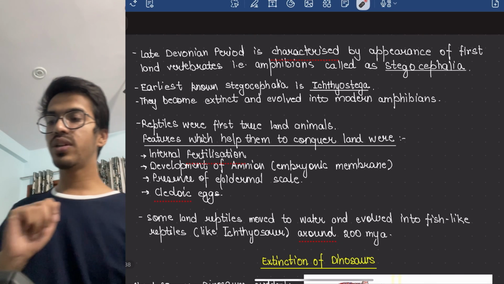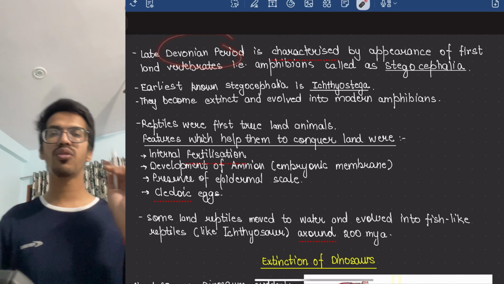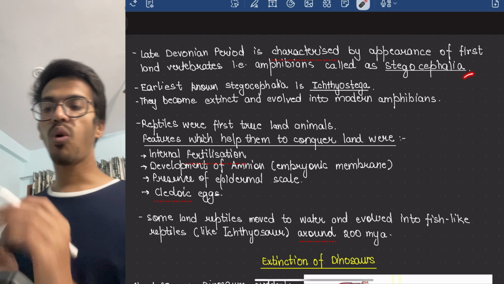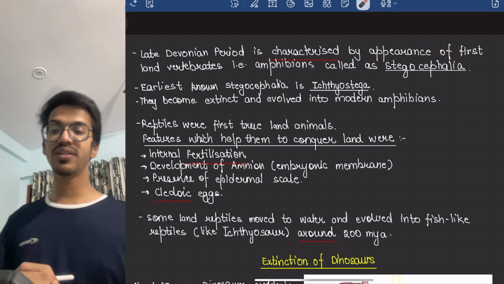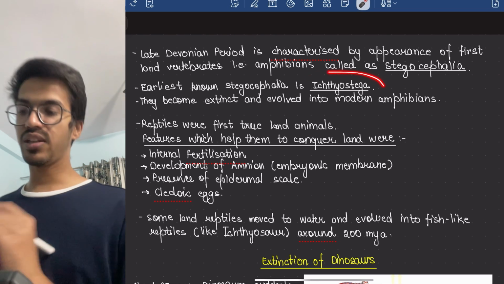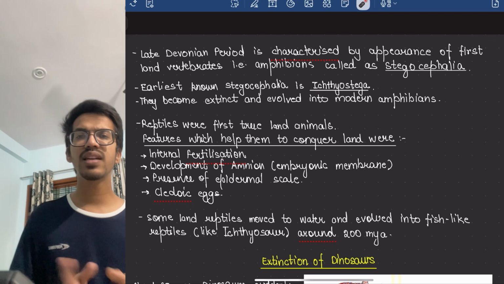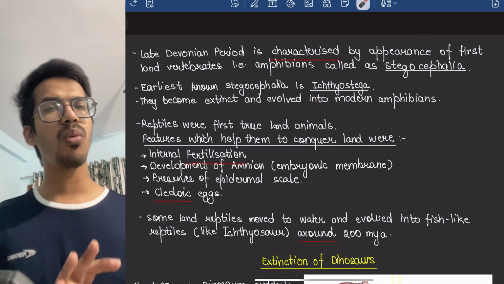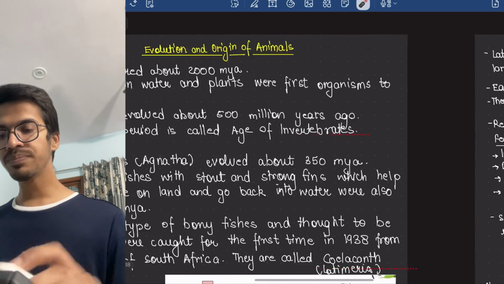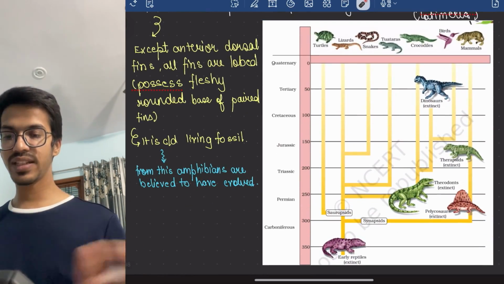And the late Devonian period is characterized by the appearance of the first true land vertebrates, that is amphibians, called stegocephalia, and the earliest known is Ichthyostega. They became extinct and later on evolved into modern amphibians. Later on reptiles came into the picture. So if you see about the reptiles, this is their story.